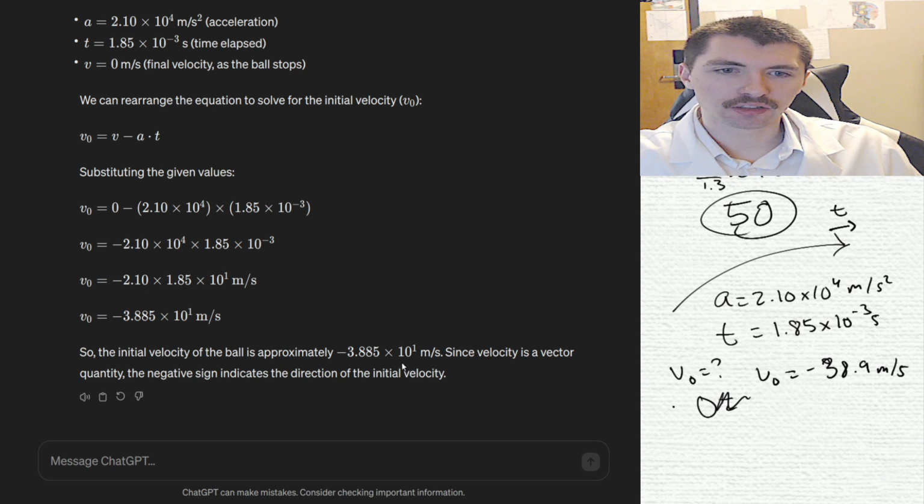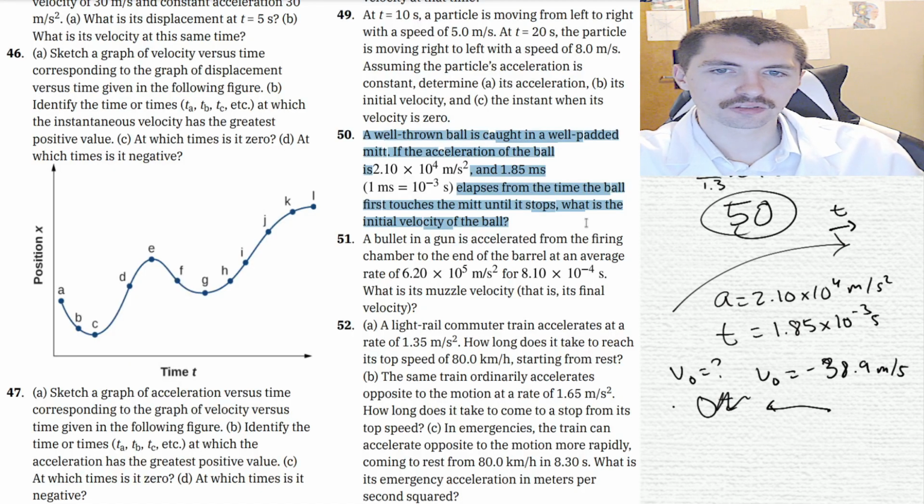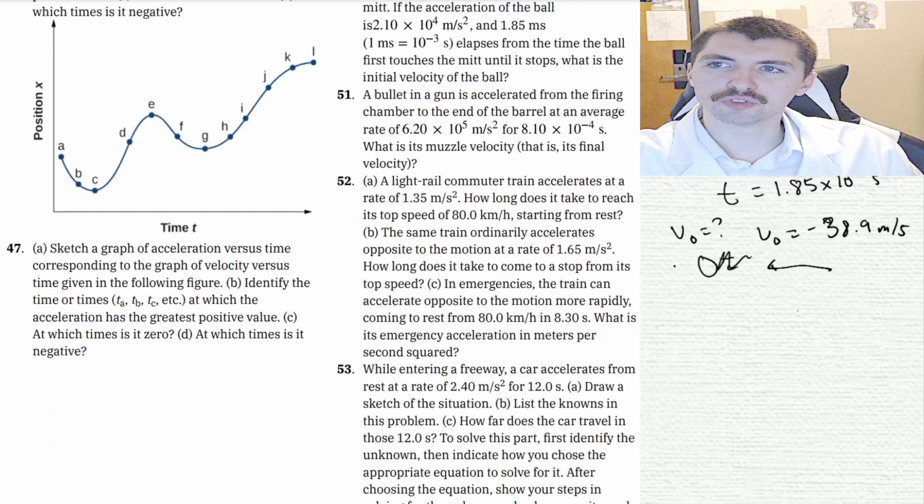Okay, so it's saying the direction. Is it asking for the speed as well? I don't think so. All right, let's move on.